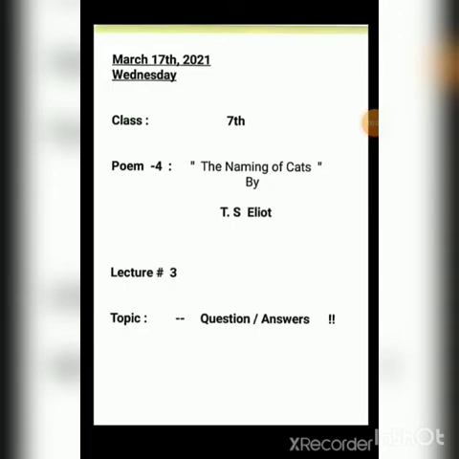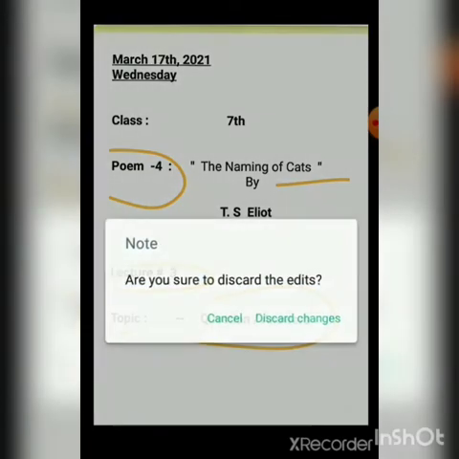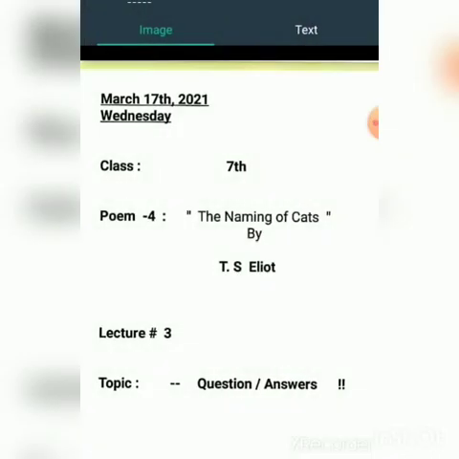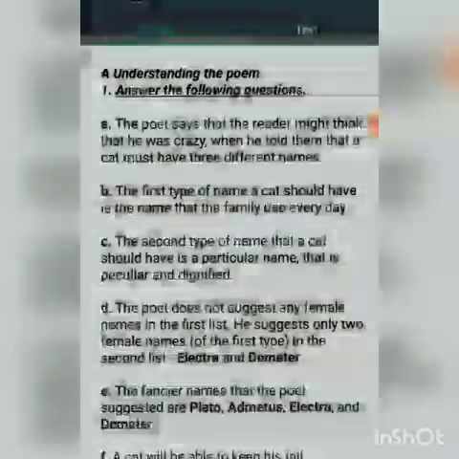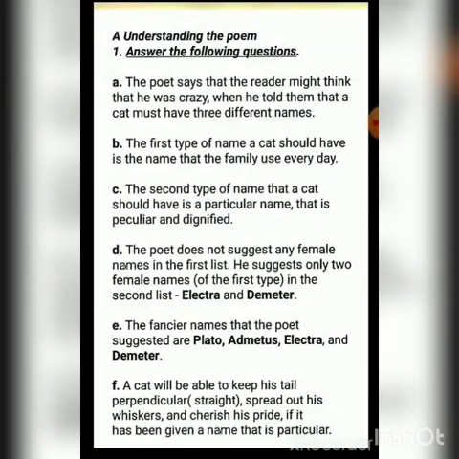Alright guys, so this is point number 4, the naming of cats. Lecture number 3, and the topic is question answers, right? So, moving on to our first question, that is, answer the following questions on page number 40. Make sure that you have opened up the books because the answers are all written here, and I'm going to be saying the questions while looking at the book, alright?